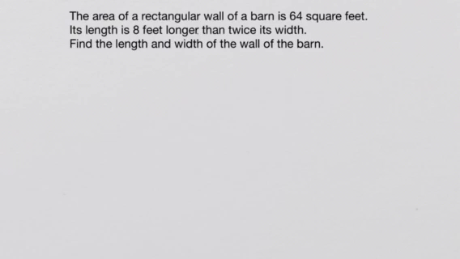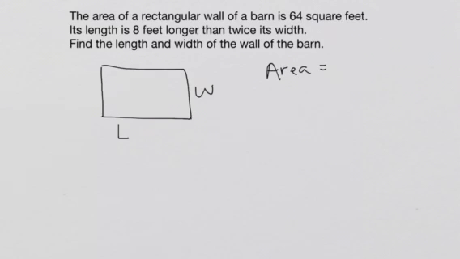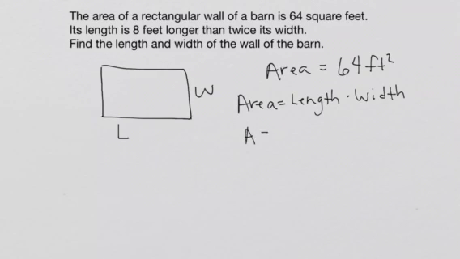So since the problem says that we're working with a rectangle, we're going to go ahead and draw that shape. So here's our rectangle. We have a length and we have a width. We're told that the area of the rectangle is 64 square feet. We know that for a rectangle, area equals length times width. So A equals L times W.